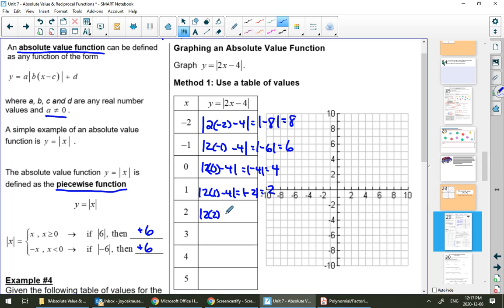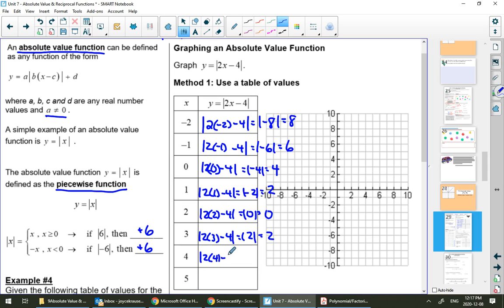2 times 2 is 4 minus 4 is 0, and the absolute value of 0 stays 0. Then we have 2 times 3. So 2 times 3 is 6 minus 4 is a positive 2, meaning it will stay positive. And we'll continue on here.